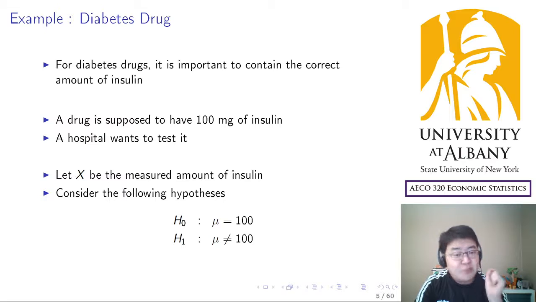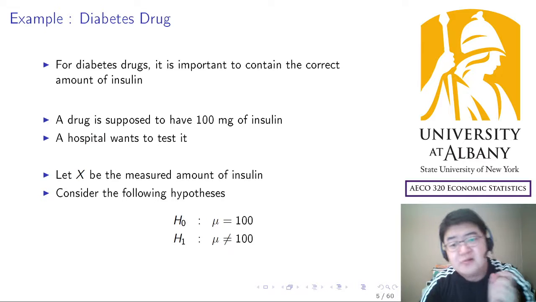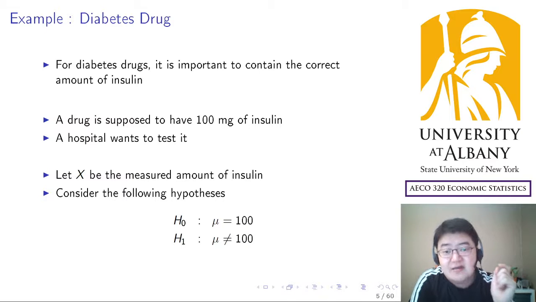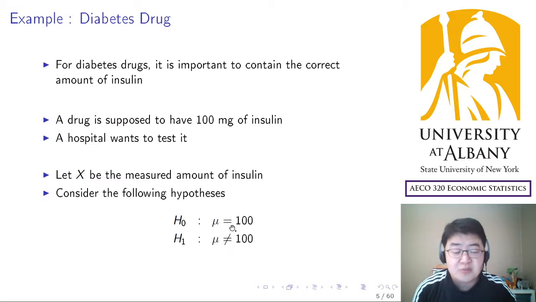And of course, it's important to have the correct amount in a pill. So a hospital or a doctor, researcher wants to test it. So we consider X as a random variable for the amount of insulin in one pill of the drug. And our hypotheses were formulated in this form. The null hypothesis is that the mean is 100 milligrams. The content of the amount of insulin on average equals 100 milligrams, and alternatively, it's not 100. Something is wrong.